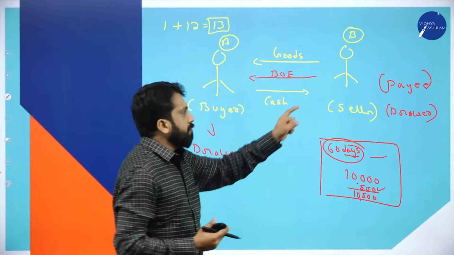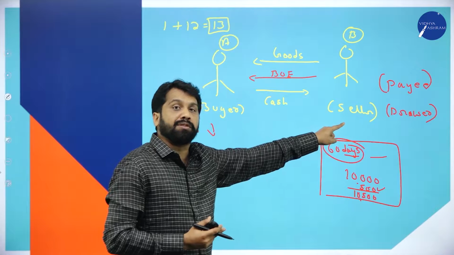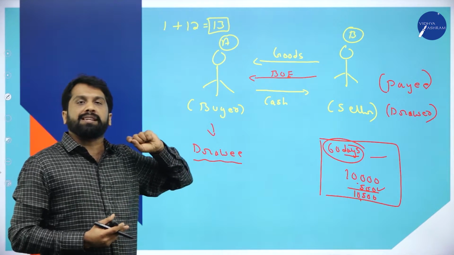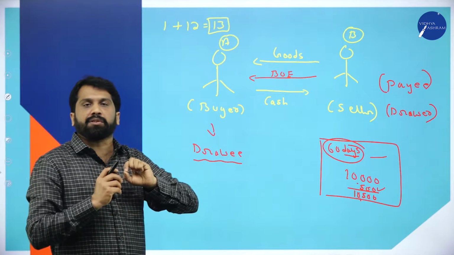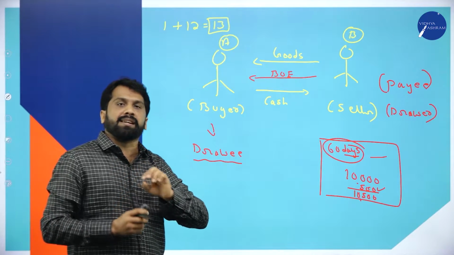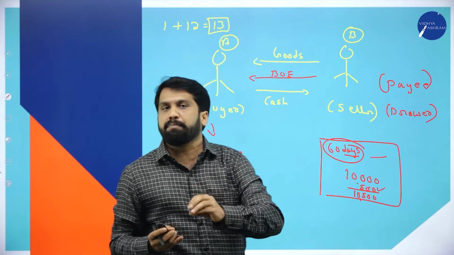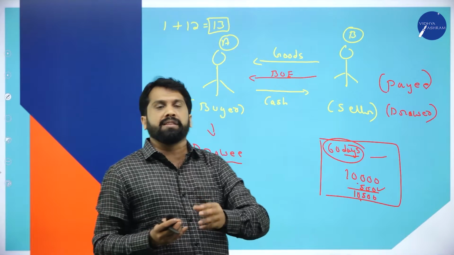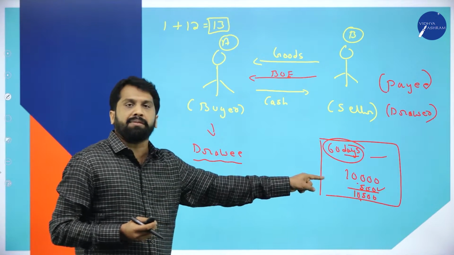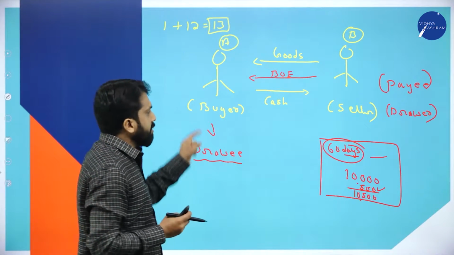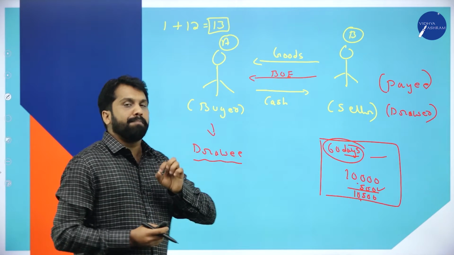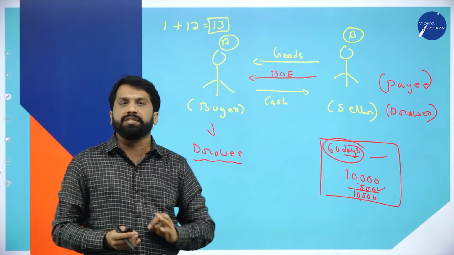That document from seller will be transferred to buyer. Buyer, what he has to do? He has to sign the document and agree that after 60 days, I will pay that money along with whatever charges they have put. Clear? Now, this agreement we call it as bills of exchange.